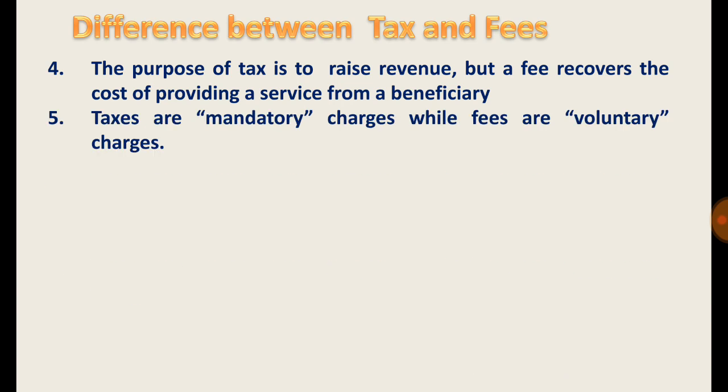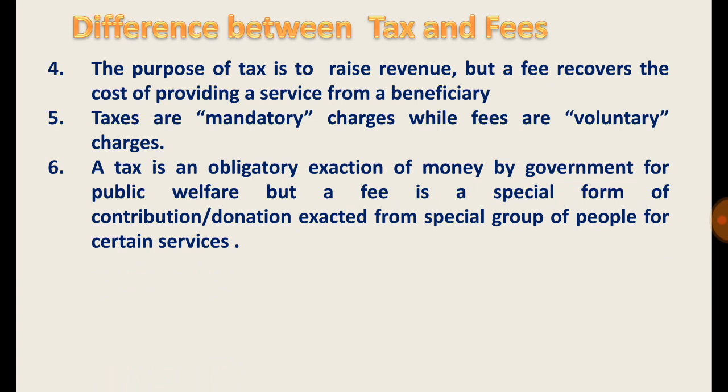So this is the specific purpose for which the fees is imposed. Then taxes are mandatory charges while fees is voluntary. We have already discussed that. Tax is compulsory, so compulsion means mandatory, and the payment of fees is not compulsory. When a person does not want to get a particular service, nobody can compel you to get the service or to pay for that service. So it is dependent upon whether you enjoy the particular service or not.